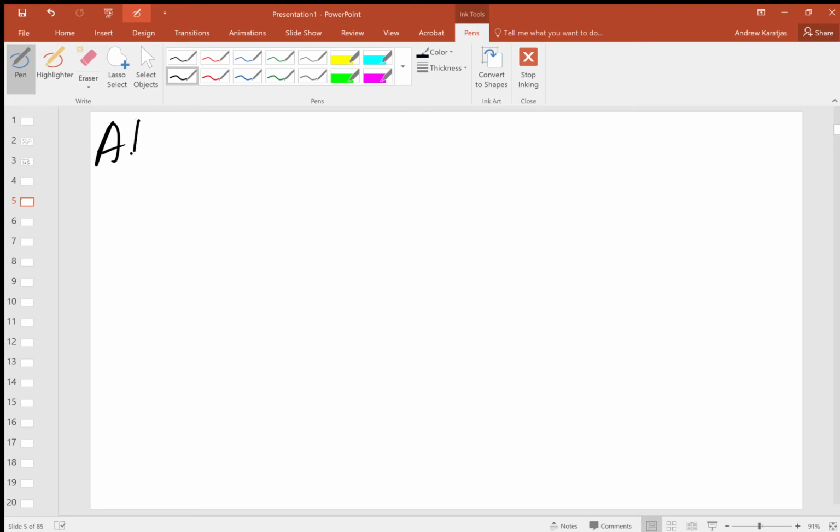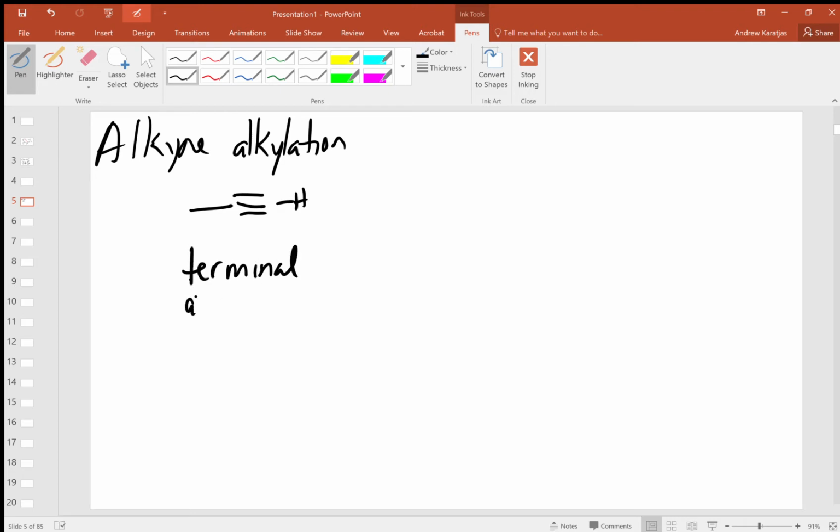So here we're going to take a look at alkyne alkylation reactions. The alkyne alkylation reactions are a reaction that are specific to terminal alkynes. So terminal alkynes, you should recall, are alkynes where one side of the alkyne has a hydrogen on it. And the reason that this reaction is specific to terminal alkynes is that you need this hydrogen on the alkyne in order for the reaction to proceed.